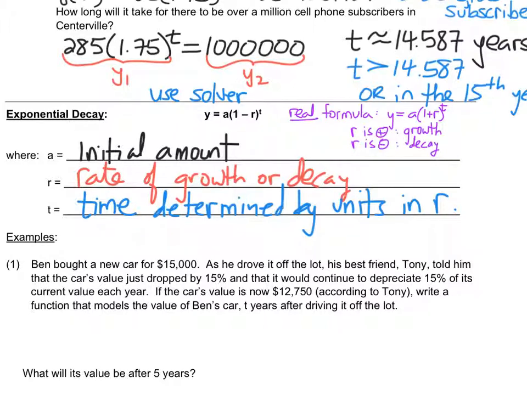Ben bought a new car for $15,000. As he drove it off the lot, his best friend Tony told him that the car's value just dropped by 15%, and that it would continue to depreciate 15% of its current value each year. If the car's value is now $12,750, according to Tony, write a function that models the value of Ben's car T years after driving it off the lot.